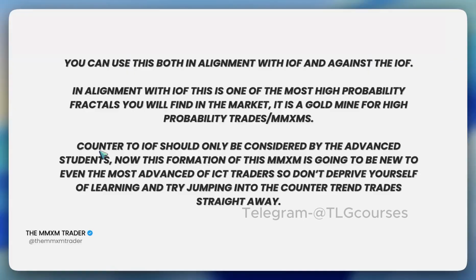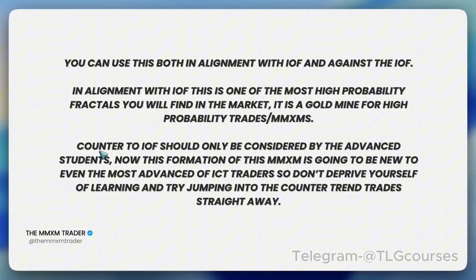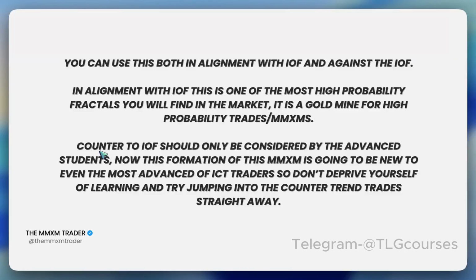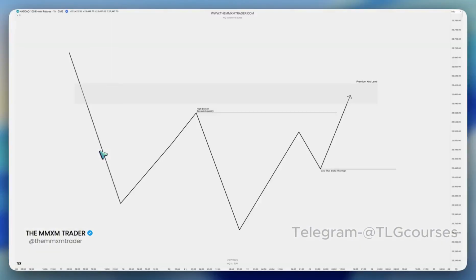Okay, you can use this both in alignment with institutional order flow and against the institutional order flow. In alignment with institutional order flow, this is one of the most high probability fractals you will find in the market. It is a gold mine for high probability trades and market maker models. Counter to institutional order flow should only be considered by the advanced students. Now, this formation of the MMXM is going to be new to even the most advanced of ICT traders, so don't deprive yourself of learning and try jumping into the counter trend trade straight away, thinking you're advanced, okay?